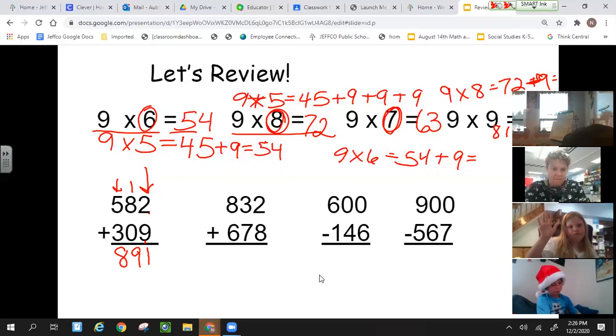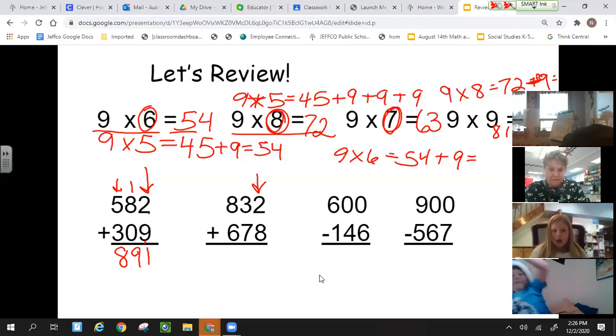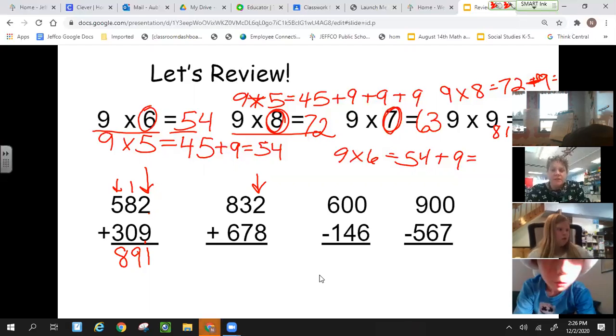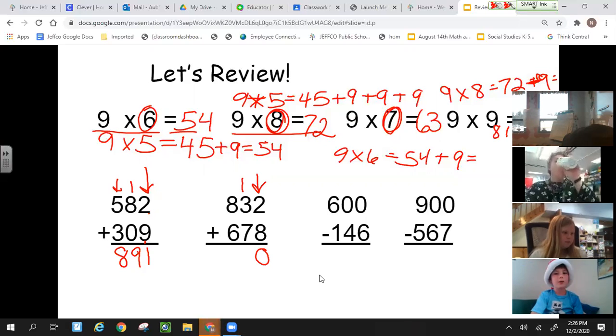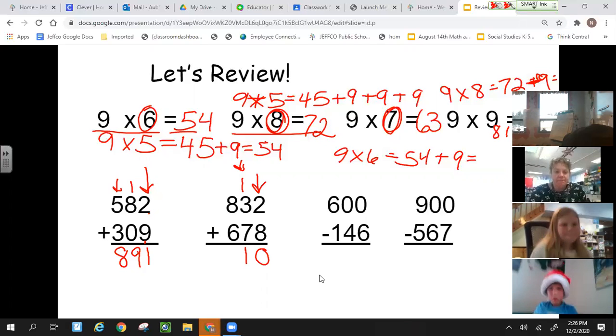Henrik, I pulled your name out of the can. I did 2 plus 8. Okay, what does that equal? 10. You put the 0 right there, and then you carry the 1 above the 3. And then you do 4 plus 7. And 4 plus 7 equals 11. But you just do the 1.